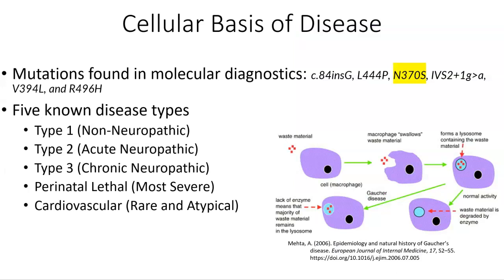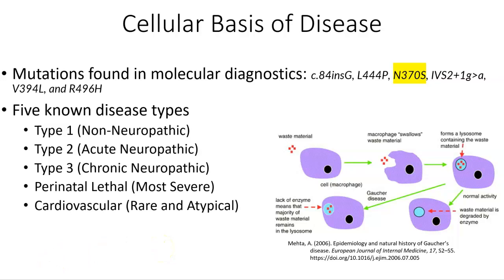So as I mentioned before, Gaucher disease is caused by mutations of the GBA1 gene, which results in a lower activity of the glucose cerebrosidase enzyme. And so far, we have appreciated a few mutations found in molecular diagnostics, which are able to classify people into different disease types under the umbrella of Gaucher disease. And that would be type 1, which is a non-neuropathic form of Gaucher disease, type 2, which is an acute neuropathic form, type 3, a chronic neuropathic form, and then 2 more rare and lethal forms, perinatal lethal and cardiovascular.